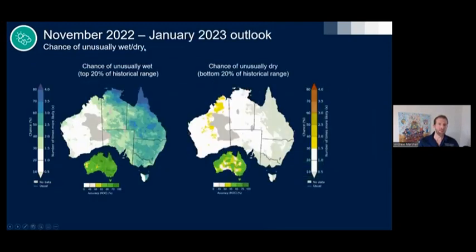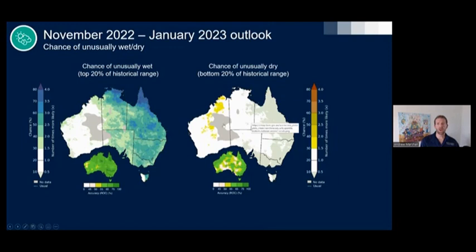And now if we move into the extremes outlooks, so this is looking at the chance of unusually wet or unusually dry conditions over these months. This is a relatively new forecast metric that we have at the Bureau that you can see on our website. And so these extremes represent the top 20% of the historical range of rainfall for unusually wet conditions, and the bottom 20% on the right here of that historical range for unusually dry conditions.